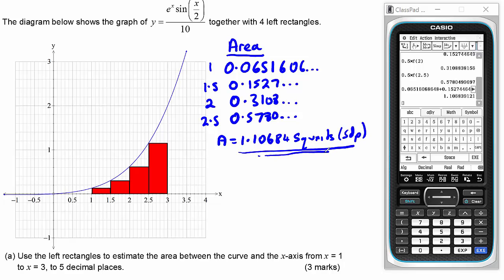Now part B says, is this an under or overestimate? It's an underestimate, and we can see that because of all the bits of area that are under the curve but not part of the rectangles. Now the next part of this question asks me to do the same thing but with right rectangles.